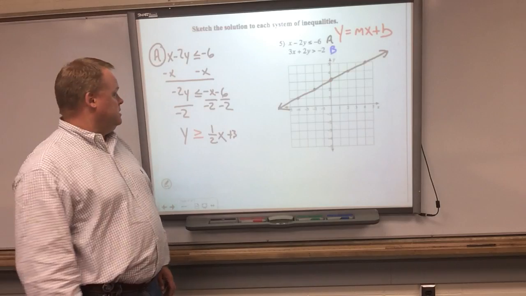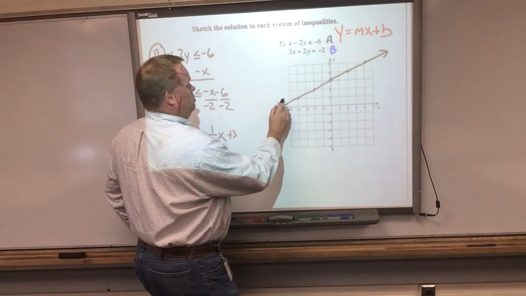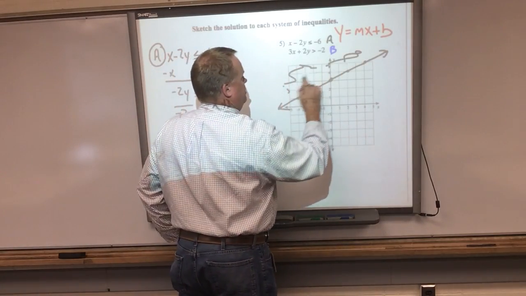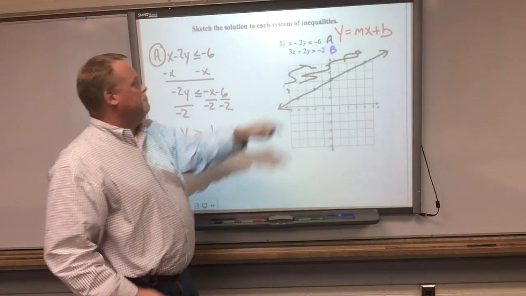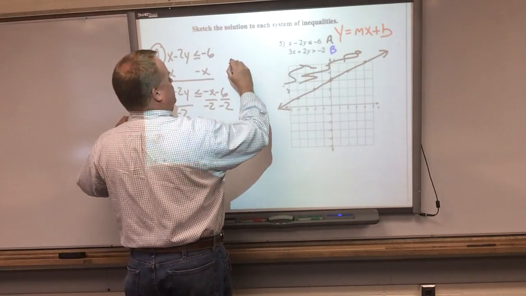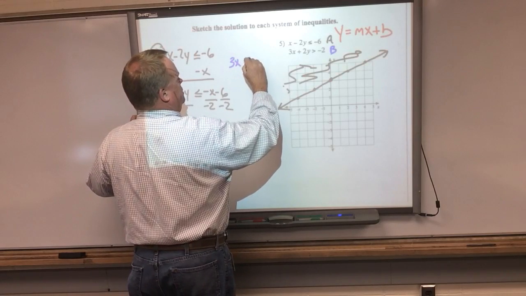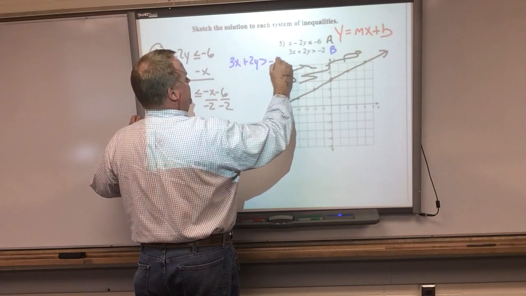And there it is. I also know it's greater than, so it would be shaded up here. And I'm going to do more of that here in just a second. The second one, B. That is 3x plus 2y greater than negative 2.